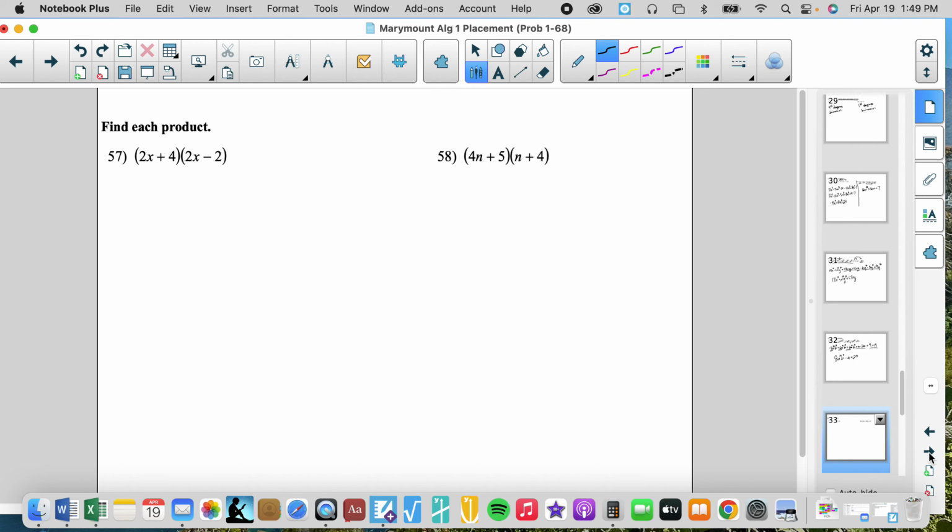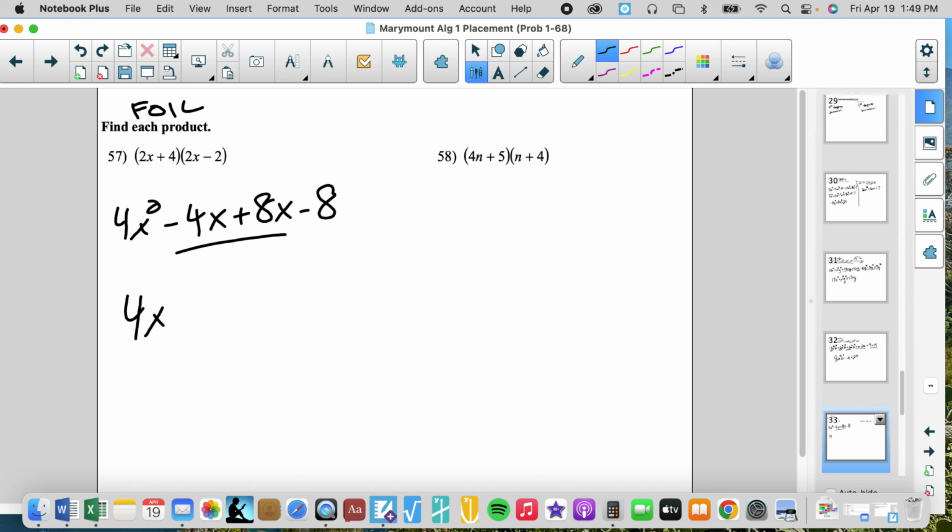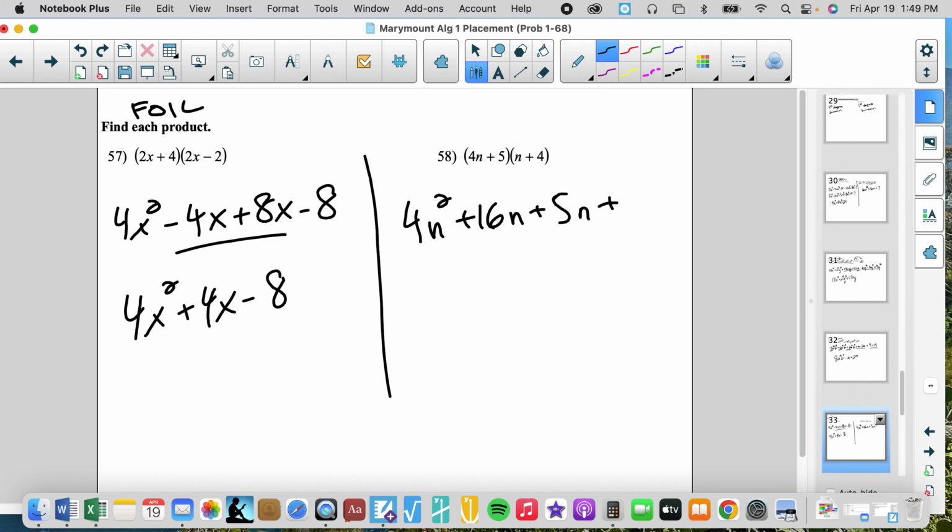All right, we're going to do a little FOIL: first, outer, inner, last. Our firsts, our outer, our inner, our last. And these will be like terms, plus 4x minus 8. That's 57. This is such an enormous packet. Good. First, outer, inner, last.